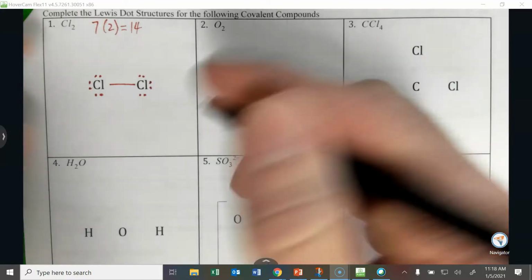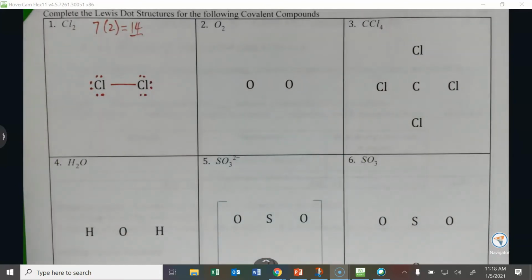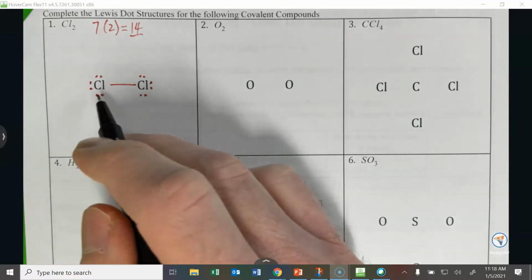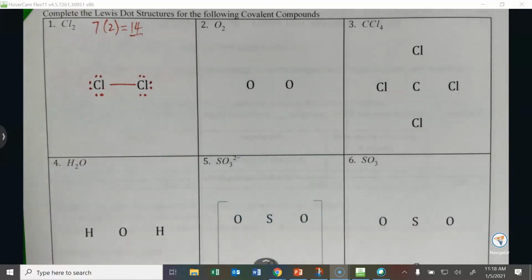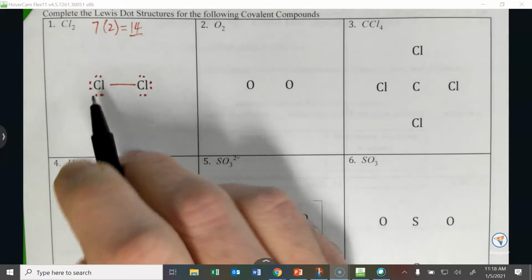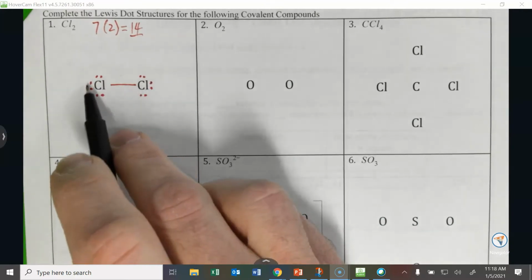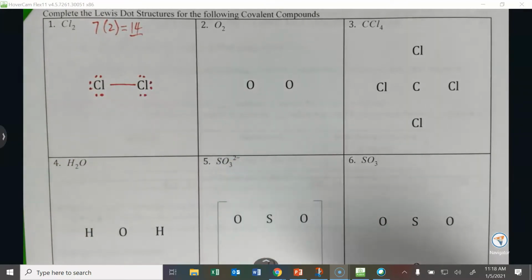Alright, the next step would be leftovers. If I had any leftovers, which I don't, I used all 14, then I would put them on the central atom. We also want to check if they're happy. Do we see any atoms that are unhappy, that don't have enough electrons? And that's not the case. We have 8 valence electrons around each chlorine, so this is a complete structure.